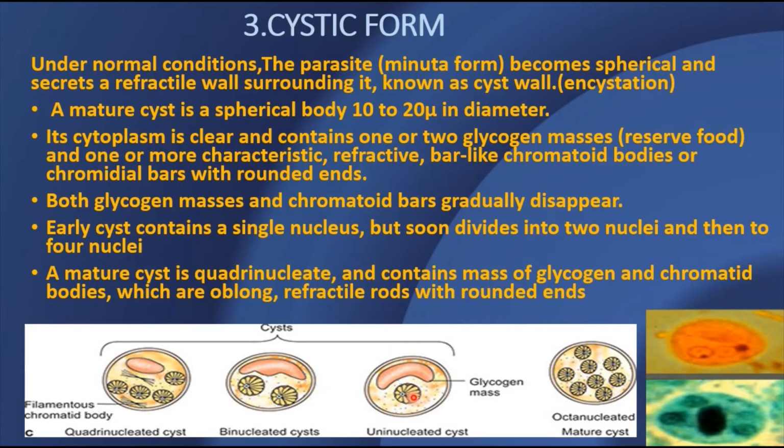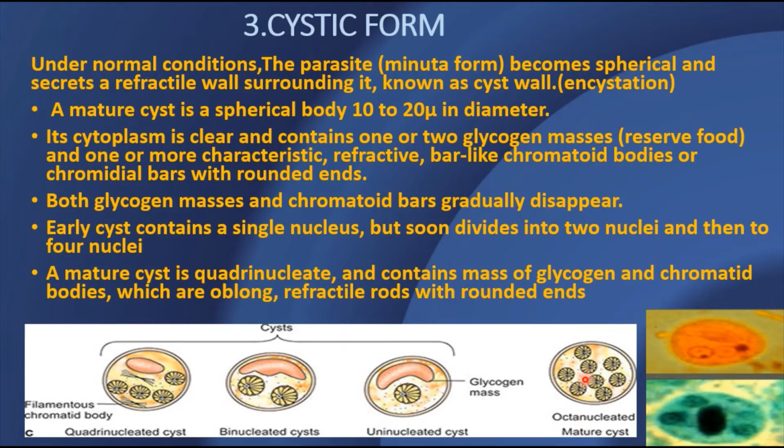The early cyst contains, as I told you, only one nucleus, so we call it a uninucleated cyst, but it soon divides into two, a binucleated cyst, and then four nuclei, which we call a quadrinucleate cyst. That's how it keeps dividing its nucleus, finally forming a quadrinucleated cyst. A mature cyst is quadrinucleated and contains masses of glycogen and chromatid bodies which are oblong, refractile, with rounded ends. This is the actual picture of an iodine mounted cyst, where you can see the nucleus with karyosome, the chromatid bodies and the glycogen masses. This is a real picture of the cystic form.